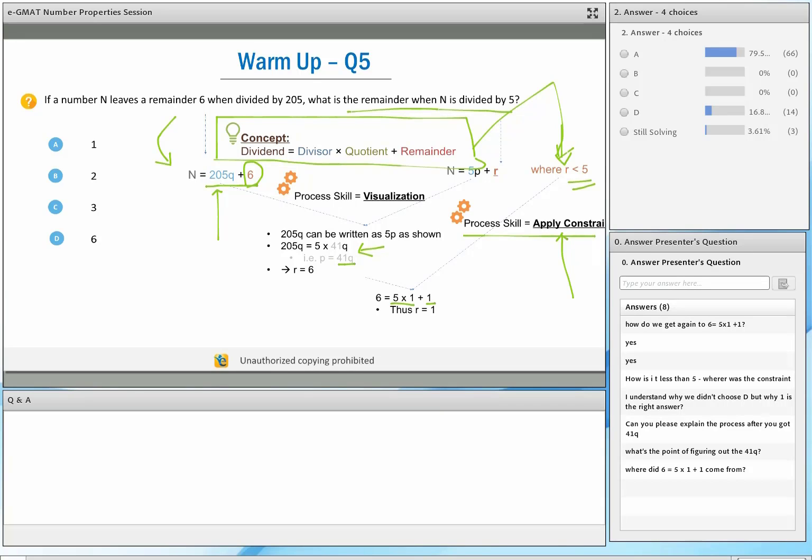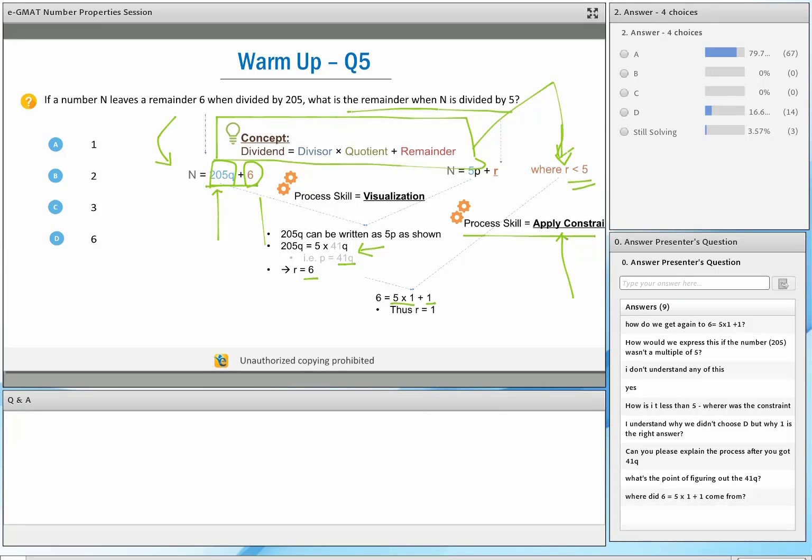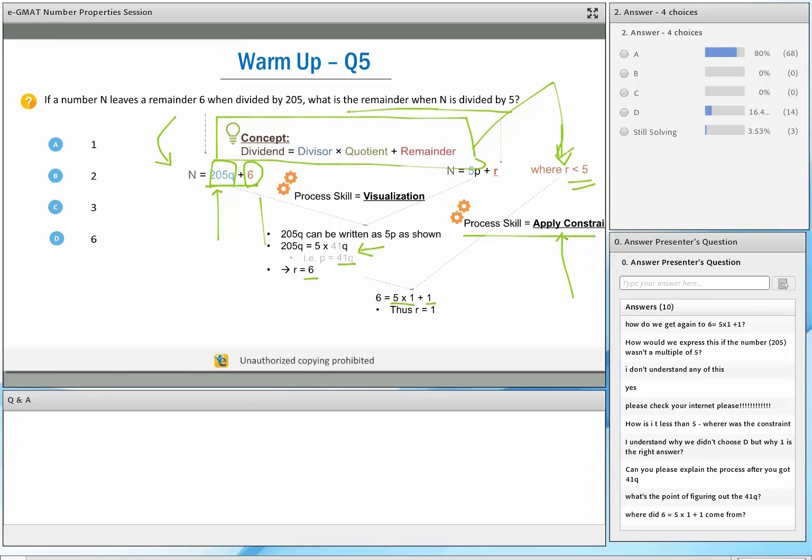Okay. So exactly the same thing. 6 is equal to 5 times 1 plus 1, because I have to write 6 again. Another way to think about this is that 205 has a part that's a multiple of 5. 6, I have to write again into two parts: one part that's a multiple of 5, the other part that's not a multiple of 5, right? And I write it as 5 plus 1, right? That's what it is then.